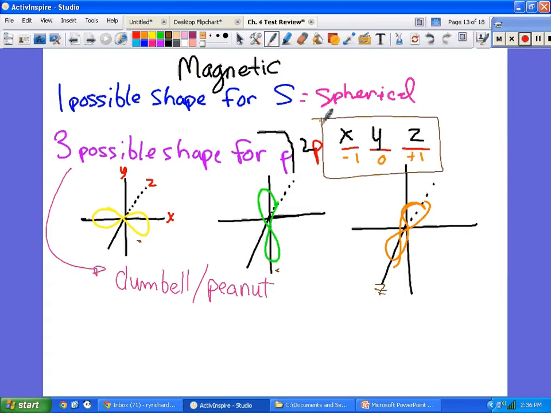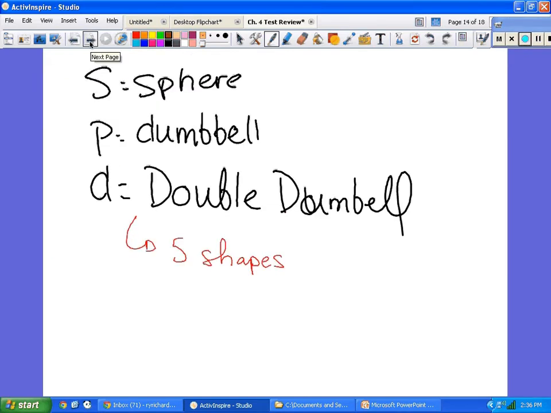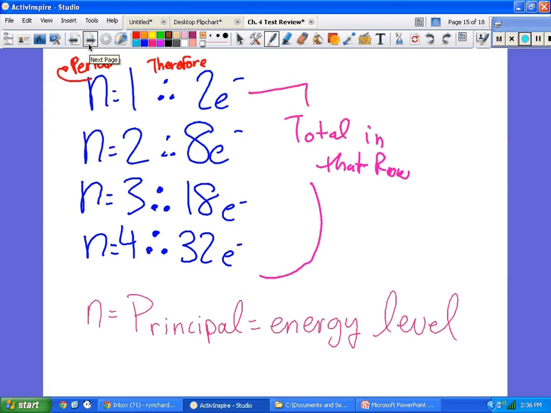Anytime you're on an orbital for the P, there was always going to be 3 of them, and if it was D, it was always going to be 5. Okay, so it can be on different axes whenever you're talking about this. This is something we've kind of already talked about. Again, the sphere, the dumbbell, the D was a double, and make sure you know that it has 5 shapes. This is something you really need to put a star beside.